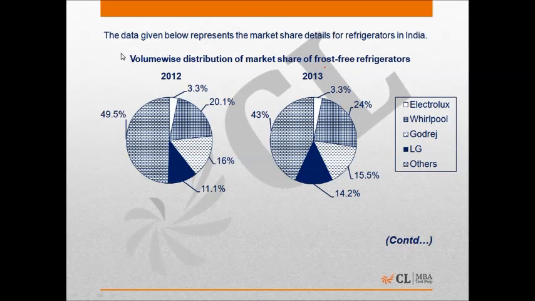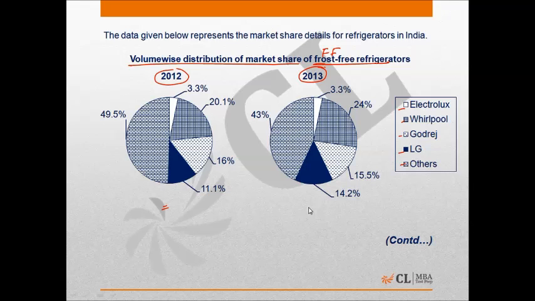This is a DI question that has got three pairs of pie charts. So it says the data given below represents the market share details for refrigerators in India. This is the volume-wise distribution of market share for frost-free refrigerators. So let's call frost-free as FF throughout this question. This is year 2012 and this is year 2013. There are four companies and others, and each one has got their percentage effective.